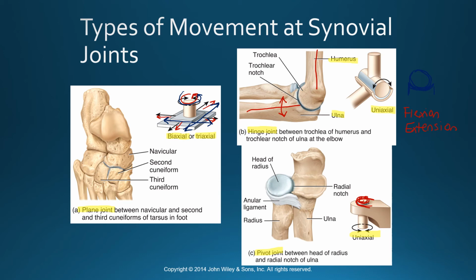Examples of pivot joints are the head of the radius and its articulation with the ulna. You can see here the rounded part of the radius articulating with the ulna on this side, but then also with the annular ligament around the other side. Another example of a pivot joint would be the atlantoaxial joint, where the atlas rotates around the axis and permits the head to turn from side to side.